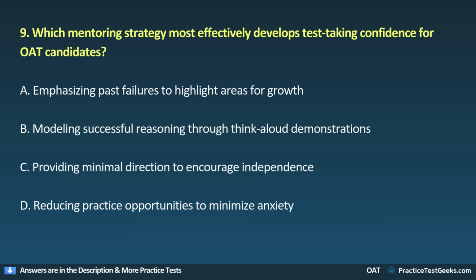9. Which mentoring strategy most effectively develops test-taking confidence for OAT candidates? A. Emphasizing past failures to highlight areas for growth. B. Modeling successful reasoning through think-aloud demonstrations. C. Providing minimal direction to encourage independence. D. Reducing practice opportunities to minimize anxiety.